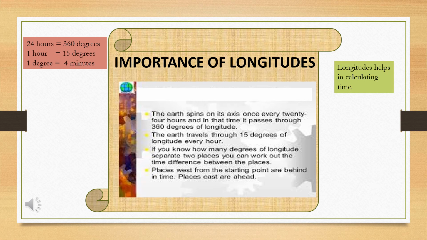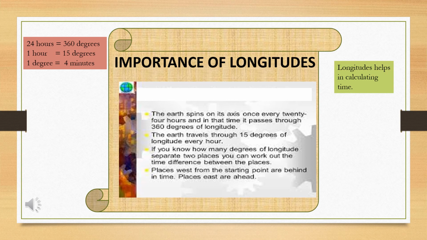Now you all know that our Earth spins on its own axis and completes one rotation in 24 hours. In that time, that is in 24 hours, our Earth is passing through 360 degrees of longitude. We can further simplify it by saying that for every hour, our Earth is traveling through 15 degrees of longitude. Now, if you know how many degrees of longitude are there between two places, we can find out the time difference between those two places.